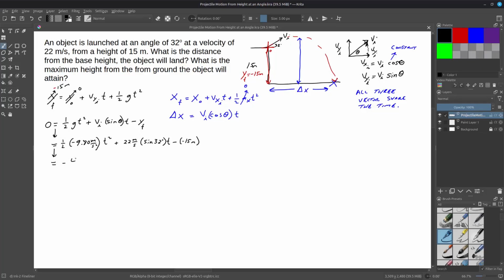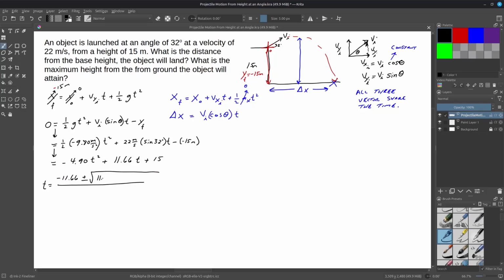So we're going to have negative 4.90 t squared plus the 22 times sine 32 degrees, which is 11.66. I'm keeping more sig figs for now. I'll bring everything down to the proper sig figs because we're only good to 2 sig figs. And times t plus 15. Well, let's use the quadratic equation. So t is going to be equal to negative 11.6 plus or minus, so we're using the quadratic equation.